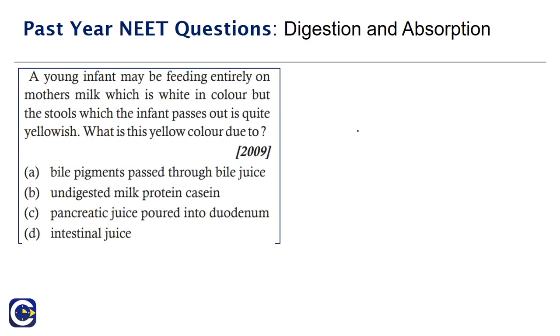A young infant may be feeding entirely on mother's milk, which is white in color, but the stools which the infant passes out are quite yellowish. What is the yellow color due to? Okay, this is an application oriented question. We generally tend to see the milk and go only to renin, but we have the infant and renin, and we have the stool color here. We know that bile pigments confer color. So what are bile pigments? Bilirubin.